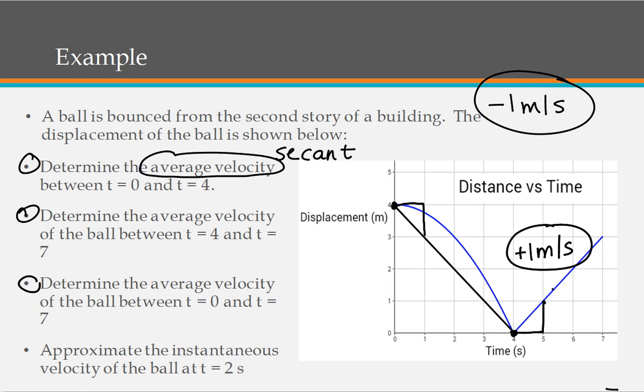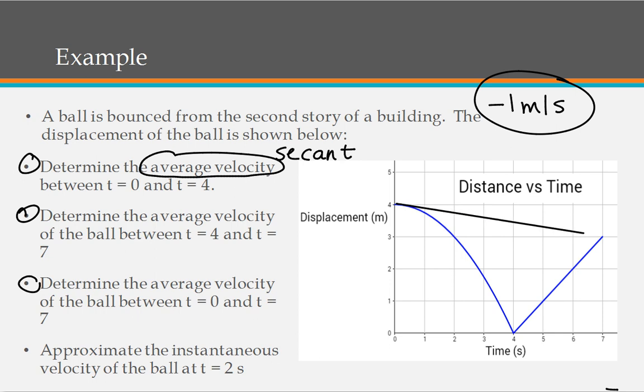Now how about the average velocity between 0 and 7? So now, what do I connect? Beginning to the end. Good. Go ahead and do that now. Beginning to end.